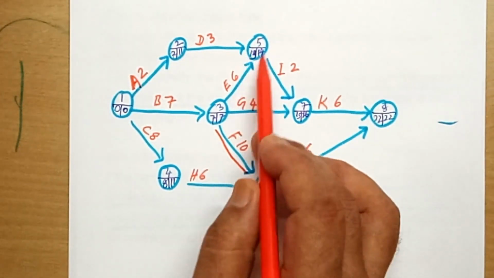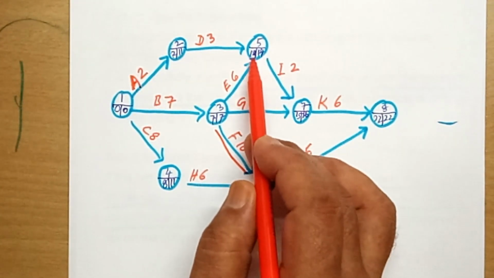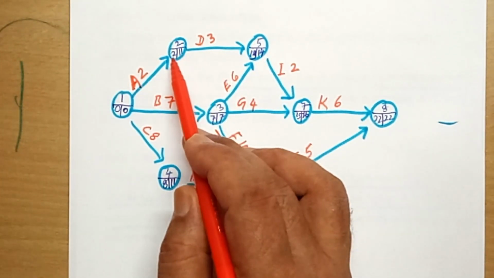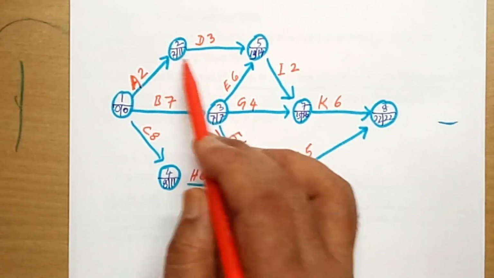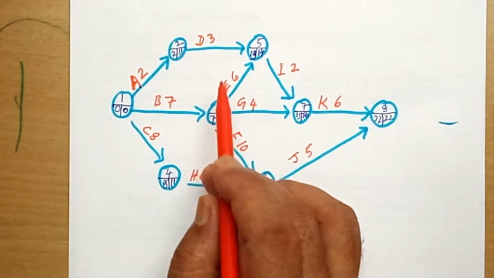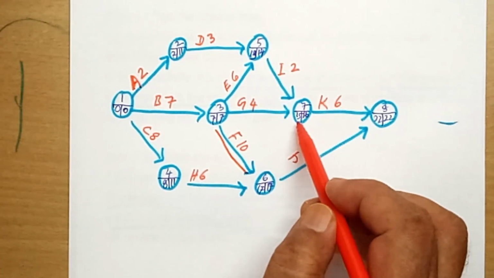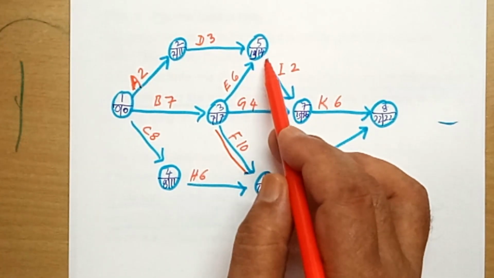Here the arrowhead has earliest start 13 and latest finish 14. Here also earliest start 2, latest finish 11. So not equal. So first condition itself is not fulfilled, not critical. It is also not critical. 15, 16, 13, 14, not critical.